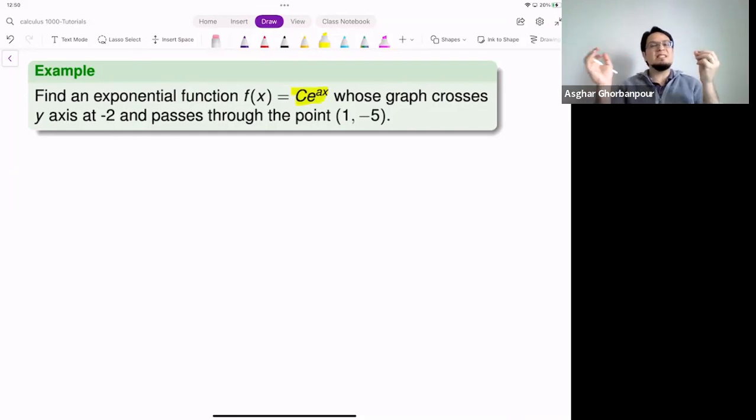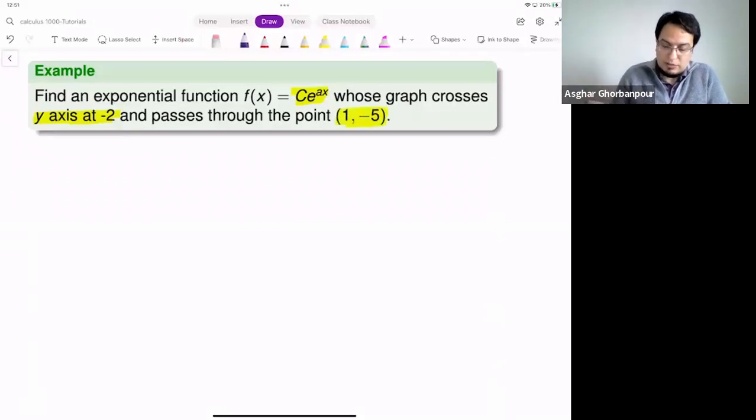What is C? What is A? That's what the question is asking. What are the values of C and A in this function if we have these two properties? The graph of the function crosses the y-axis at -2 and passes through the point (1, -5).